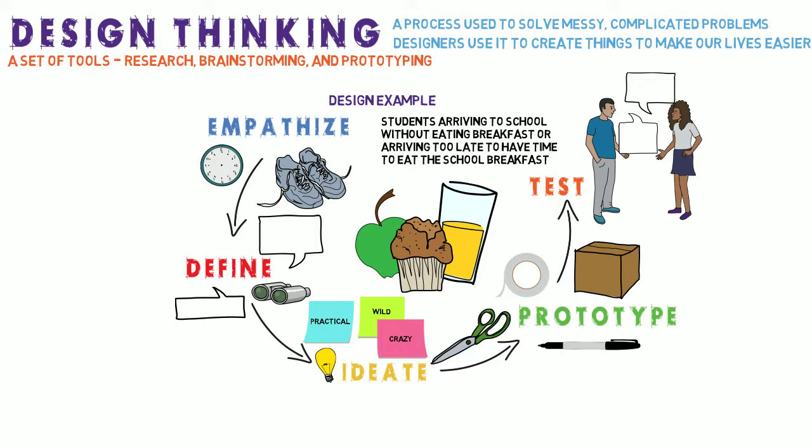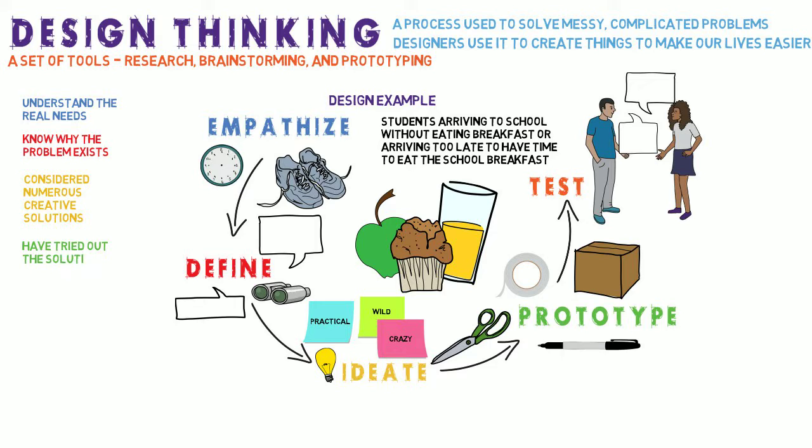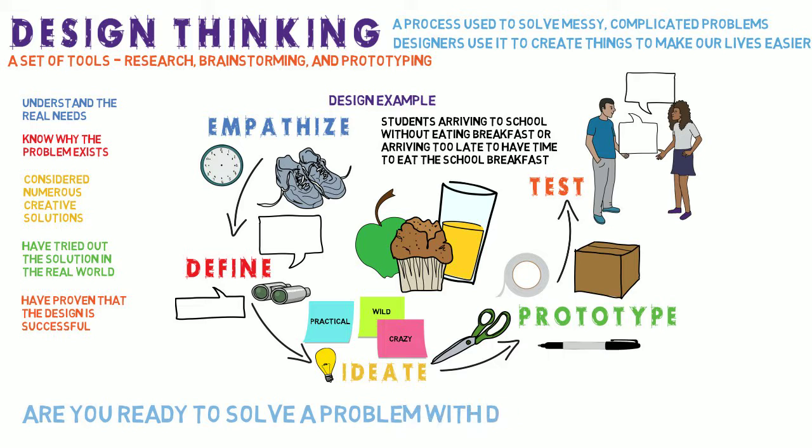By using the design thinking process, the design team is able to understand the real needs of the people affected. They know why the problem exists. They are able to consider many different creative solutions. They try these solutions in the real world, and they are able to prove the success of their idea. Are you ready to solve a problem with design thinking?